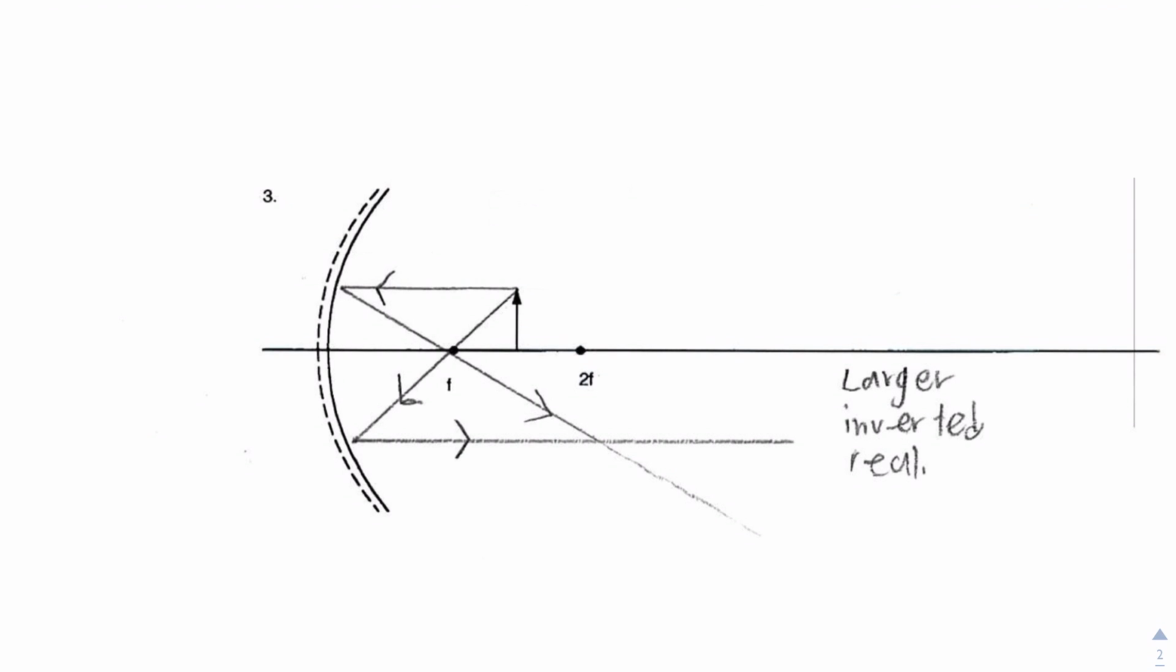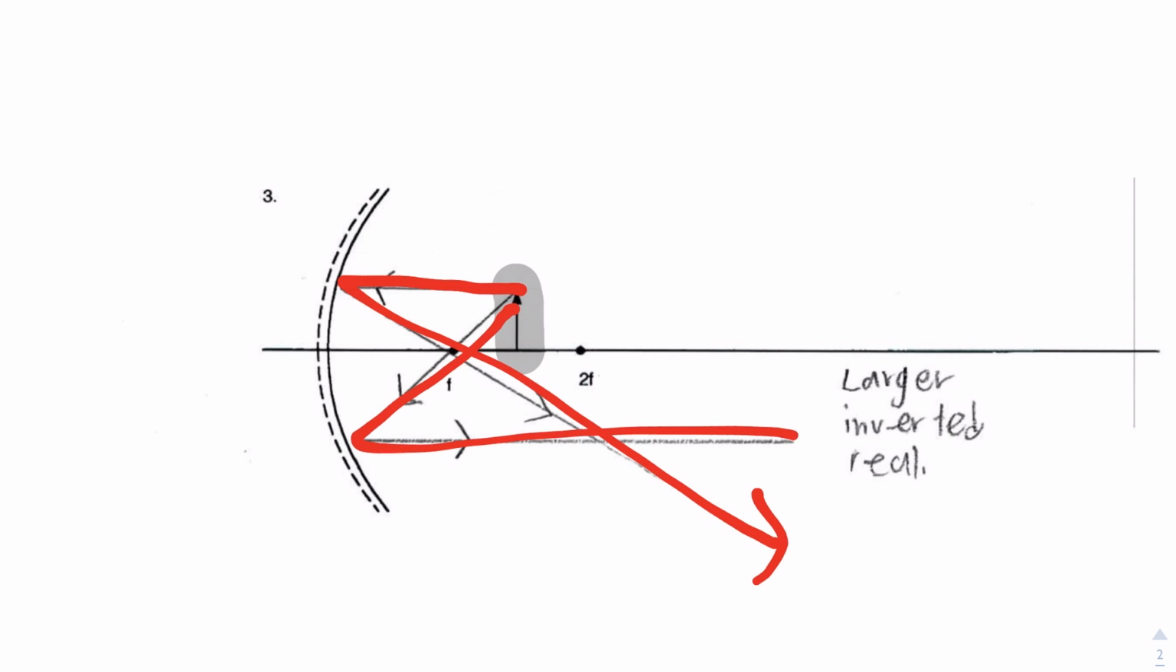In the third example, the object is between the focal point and the center of curvature. Now let's draw our focal and parallel rays. Now in this example, the image appears to be outside of the center of curvature. So let's look at some key things we need to take away from this example. The image is much larger compared to the object. The image is a real image, and the real image is inverted.